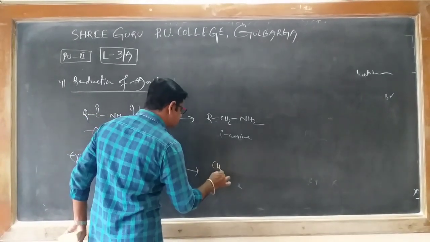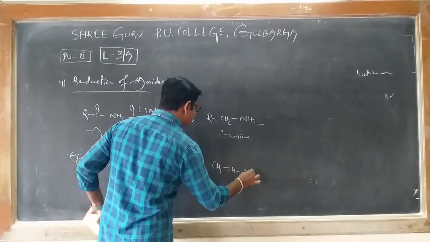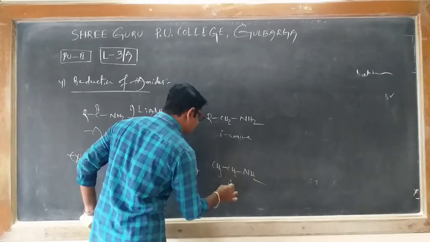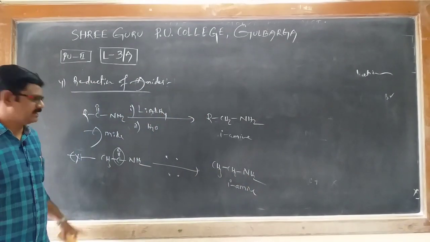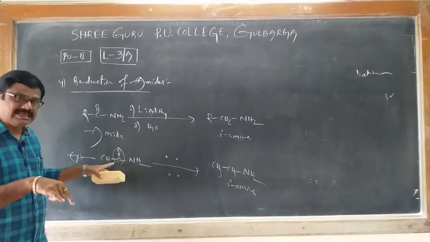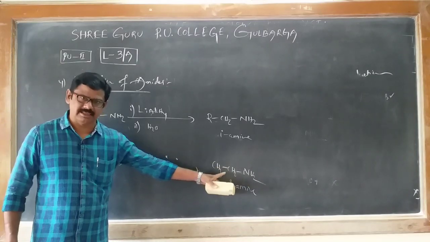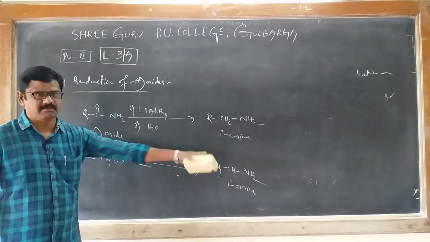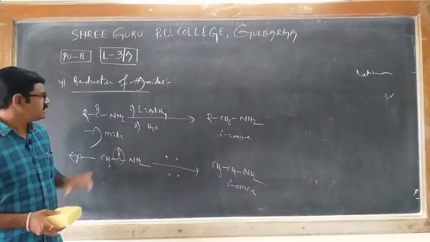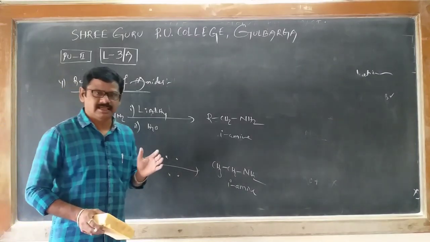Reacting with the same reagents, CO is converted to CH2. Therefore, we'll get CH3CH2NH2, a primary amine. Its name is ethanamine. I'll repeat, ethanamide is converted to ethanamine. Amide becomes amine. This is the fourth preparation method to get amines.